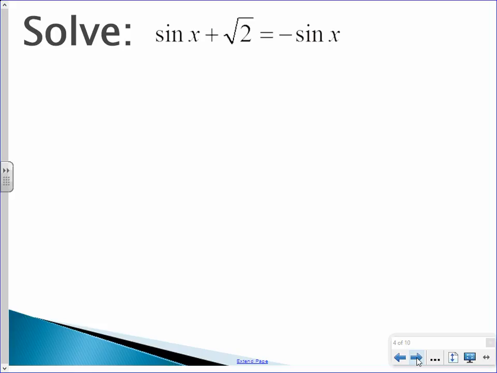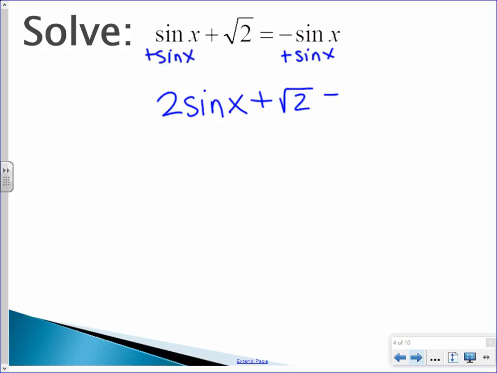Okay, so ideas on what we should do. Okay, we have sine of x on both sides. We probably should bring those together. So this negative sine of x, we can add to both sides, right? So we have 2 sine of x plus radical 2 equals 0.